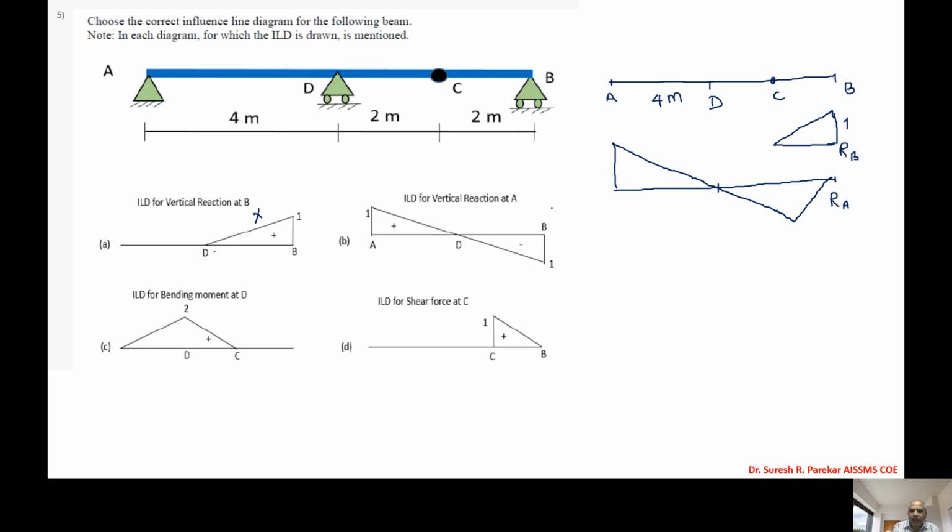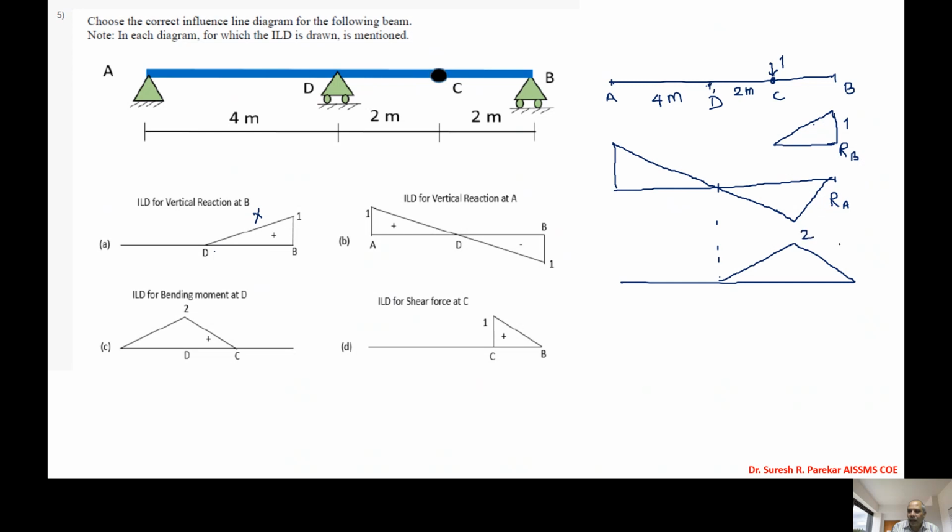Now the ILD for bending moment at D. We will say RB into D. Till D, when the unit load is between A and D, my value of RB is 0, and therefore bending moment is 0. After this, we have the bending moment maximum. So this is 1 and we have 2 meters, so we will have 1 into 2. When the unit load is at C, we get this value as 2. And then this will be 0.